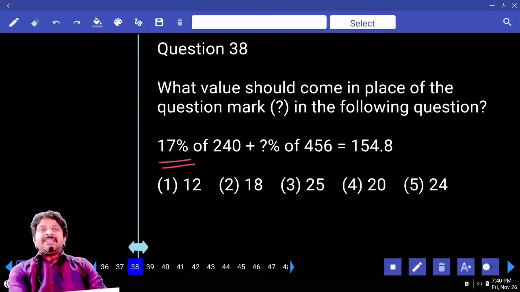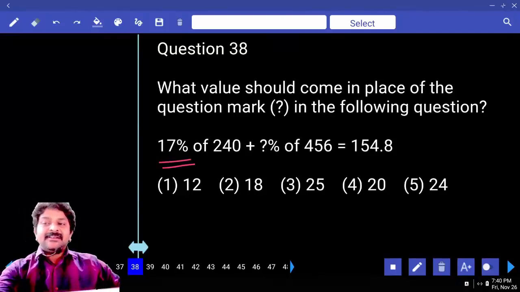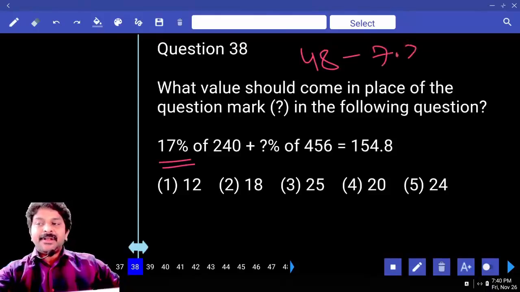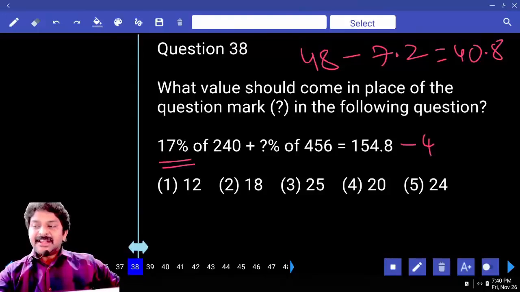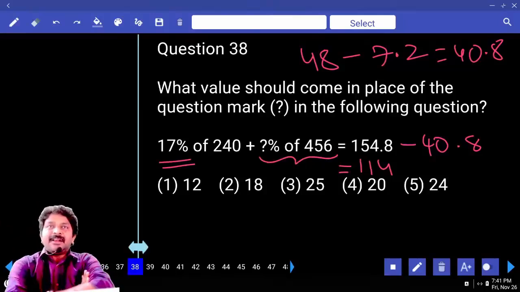17%. How do we get 17%? 20% minus 3%. 20% of 48 minus 3% of 48. That is 7.2, which is equal to 40.8. 40.8 goes to the right hand side. That becomes minus 40.8, which is equal to 114. Clear?